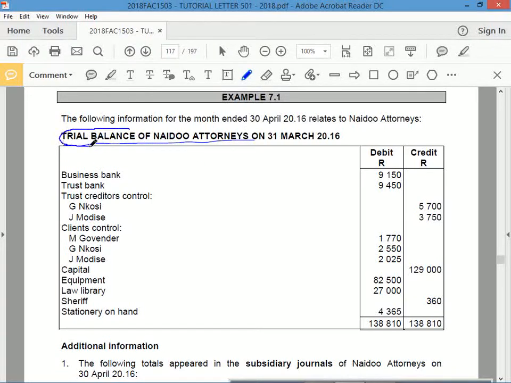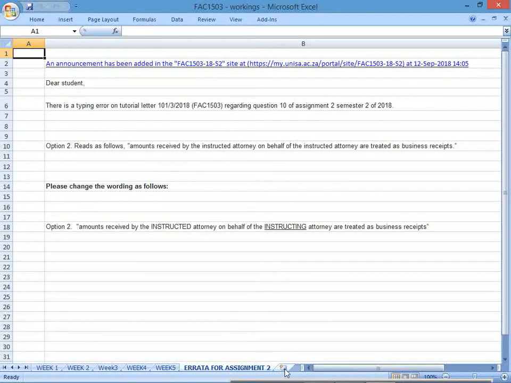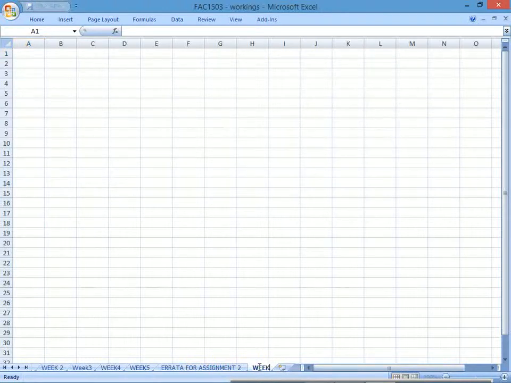Trial balance gives you opening balances. So if you had to do a T account, the T account would represent debits and credits.